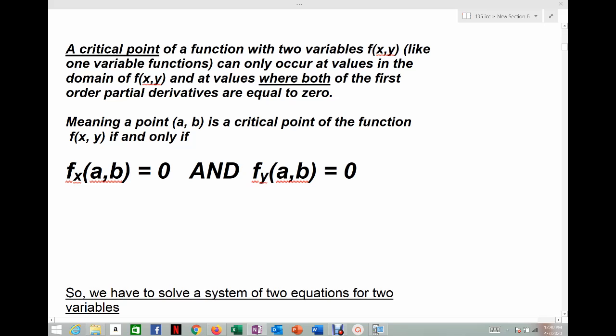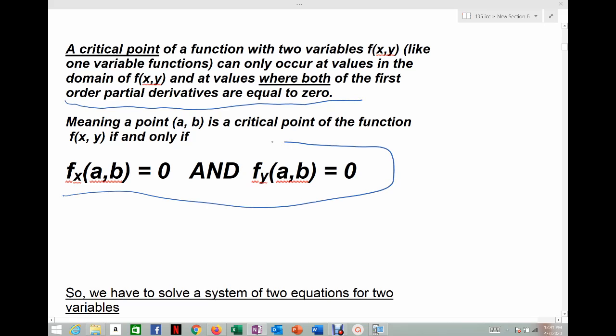So critical points of functions with 2 variables can only occur at values in the domain, the values where both the first order derivatives are 0. So it's stopping in the x direction and in the y direction at the same time. There may be other places on the curve where x stops but y doesn't, or y stops and x doesn't. We want to find the points where both derivatives are 0 at the same time. My first order derivative with respect to x is 0, and at the same point, my first order derivative with respect to y.